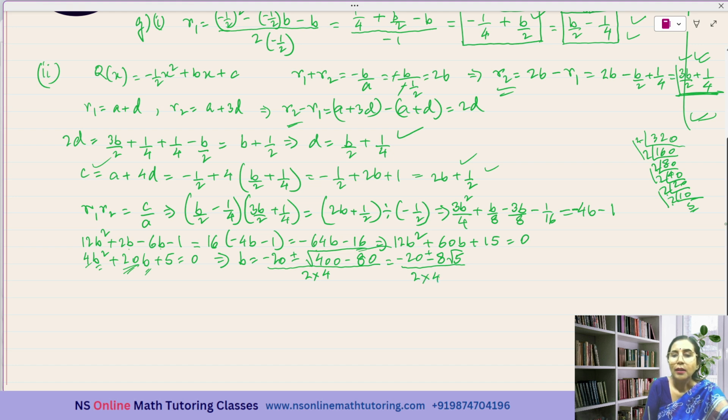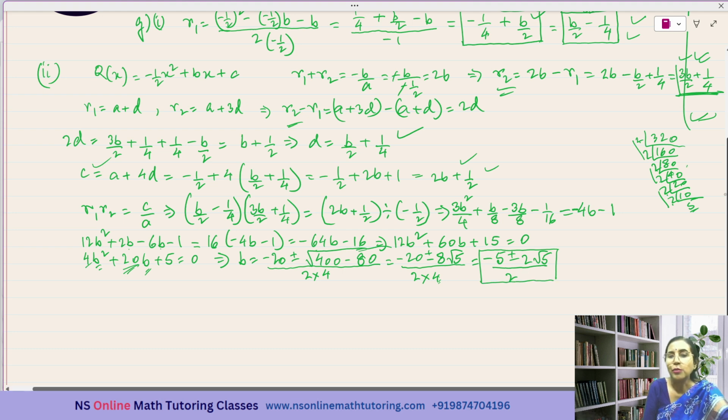So this is this. And then I can divide the numerator by 4 because I have to keep 2 in the denominator. So I can divide the numerator by 4 and of course the denominator also by 4. So this 4 goes. So negative 20 over 4 is negative 5 and plus minus 8 over 4 is 2. So it is 2 root 5 over 2. So this is the value of the expression for b. I hope that you are being able to see.